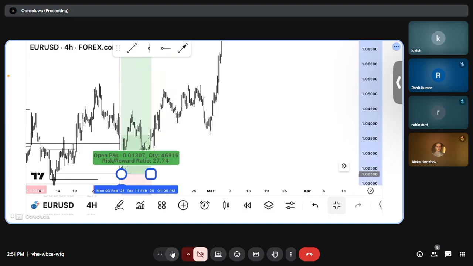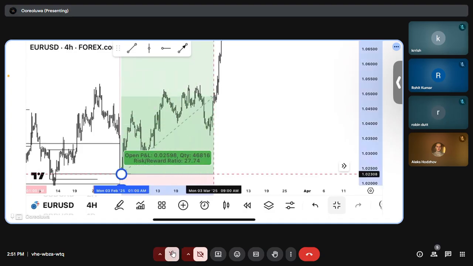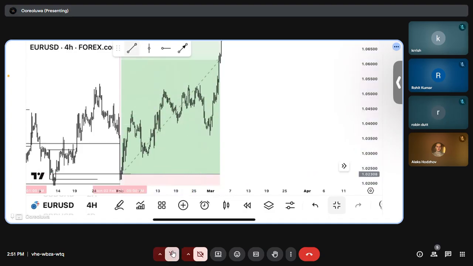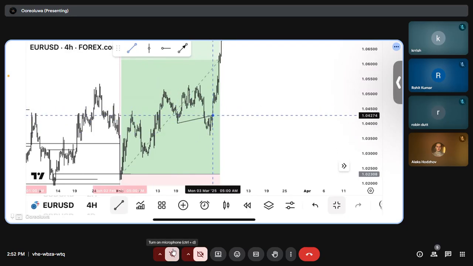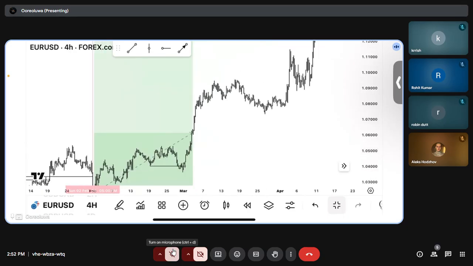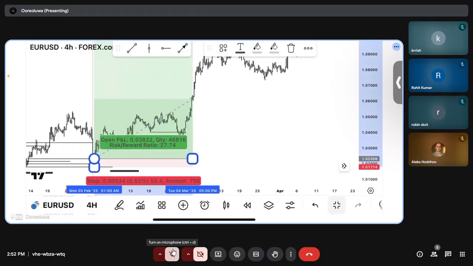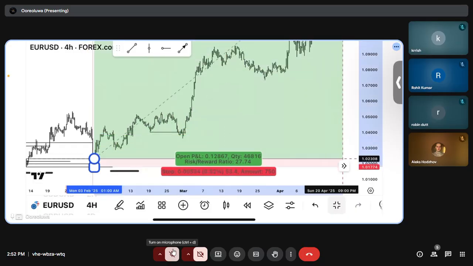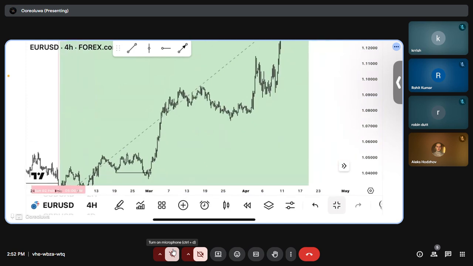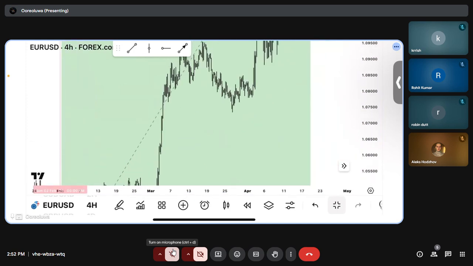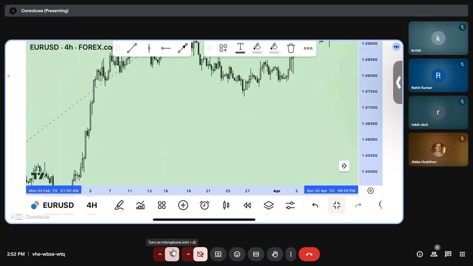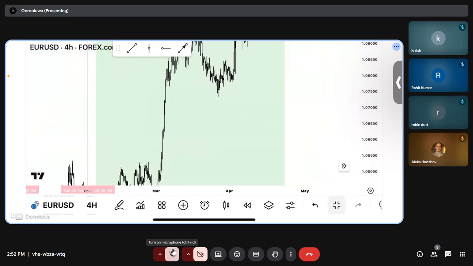Like this one, another entry, the same logic, right? This is another entry. You take the trade and move. Around here is another entry. Around this point is a weekly trade.